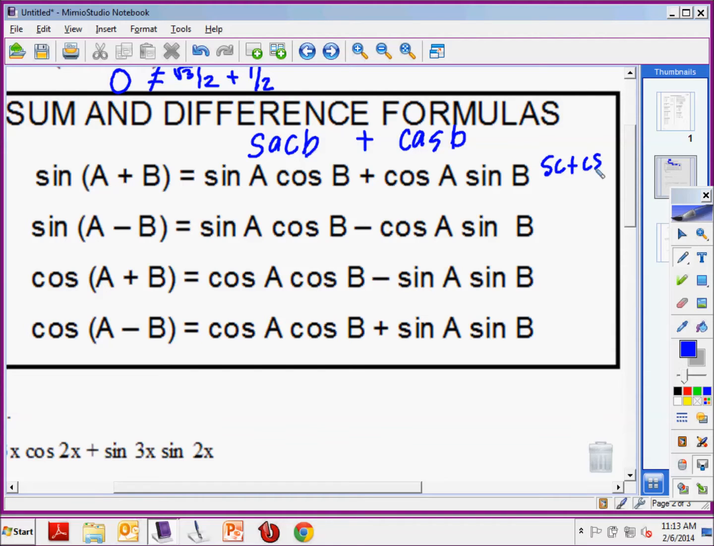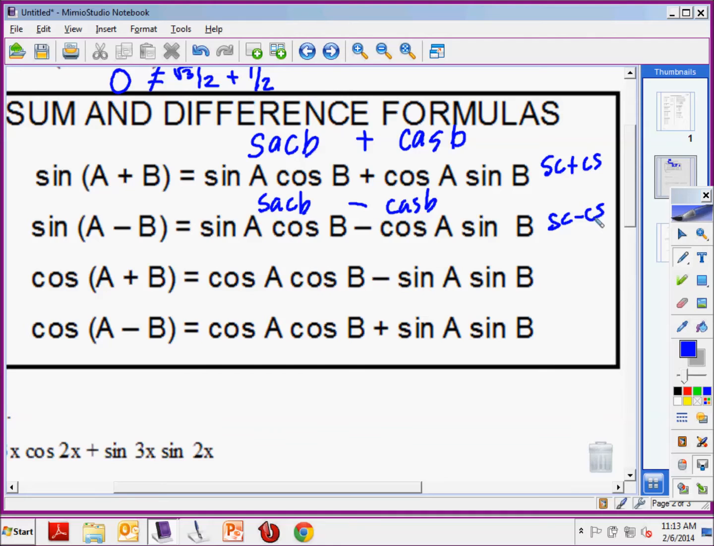So notice here that with sine, if you're adding, then your operation is still adding. If you're subtracting, your operation is still subtracting. So it will be sac minus cos. You do the opposite. Okay? You're subtracting. Subtraction. Okay? And again, she would just say SC minus CS.